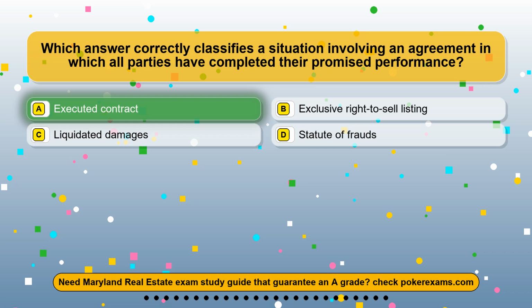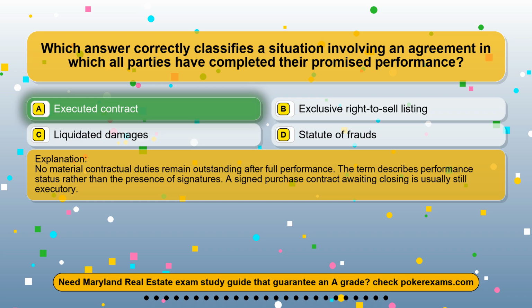The correct answer is option A, executed contract. No material contractual duties remain outstanding after full performance. The term describes performance status rather than the presence of signatures. A signed purchase contract awaiting closing is usually still executory.